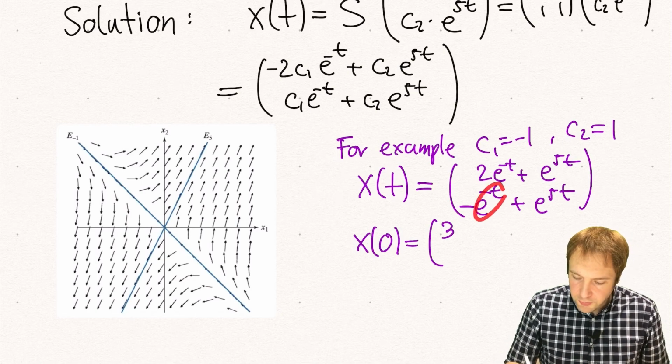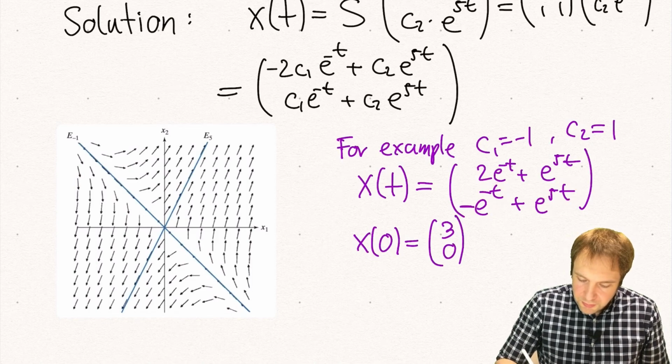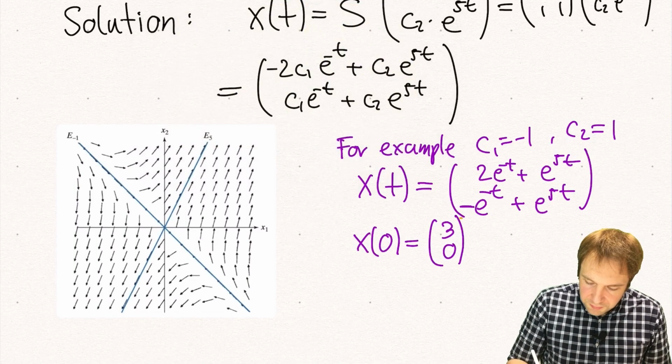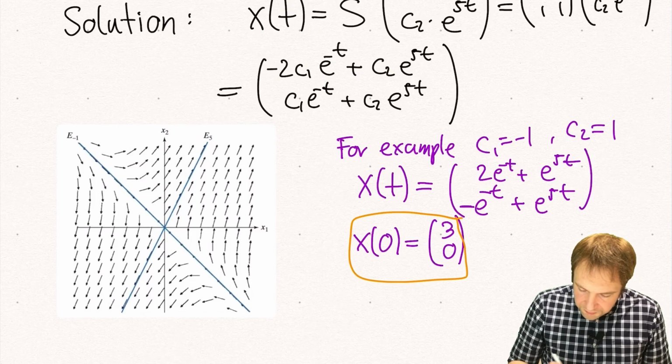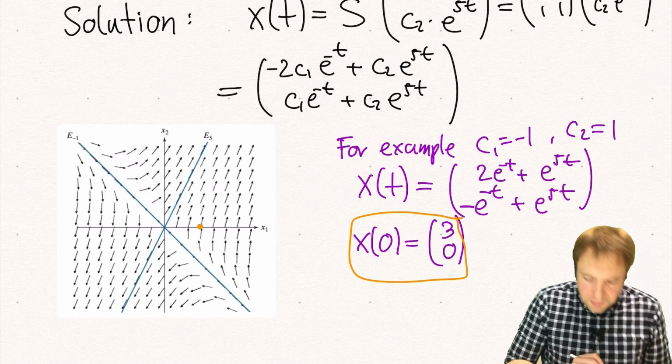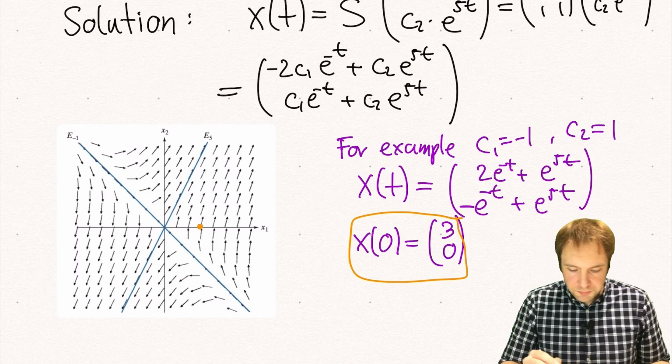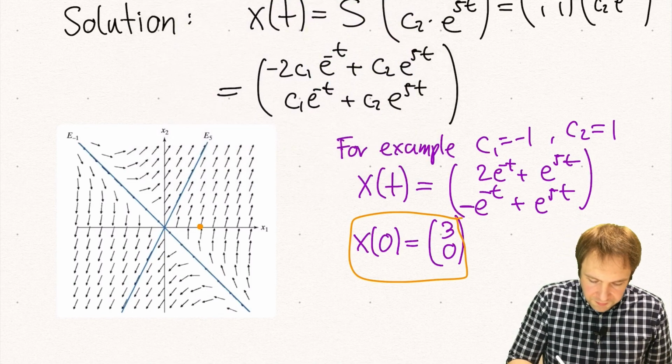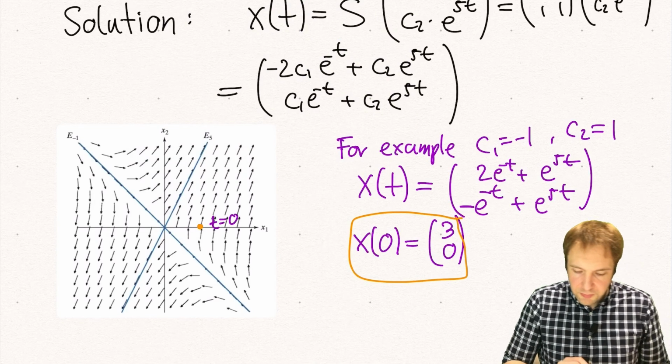And if you plug in 1, 1 here, 0, 0 here, it's minus 1, so it's 0. So this point here is at 3, 0. So let's assume maybe here is 3, 0. So this is the case t equals 0.